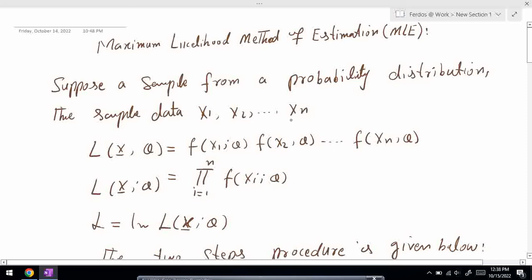When we observe the data, we say that it is the likelihood function. The likelihood function can be denoted as a function of the sample data and the unknown parameter theta, and it is the product of the marginal distribution of each observation. I can write the marginal distribution of x1, of x2, and of xn with the parameter theta. More compactly, I can write this as the product over i from 1 to n of the distribution of x_i and theta.